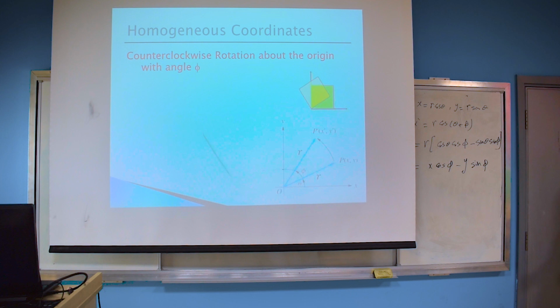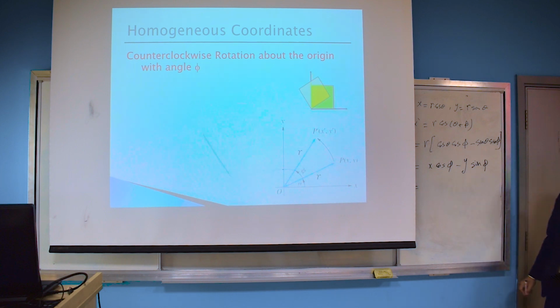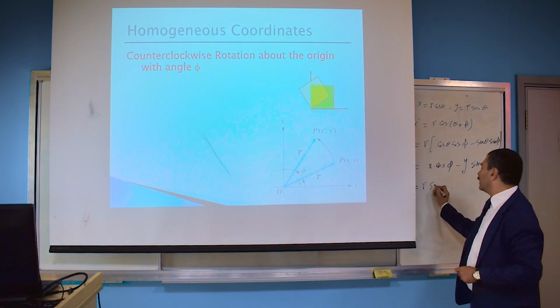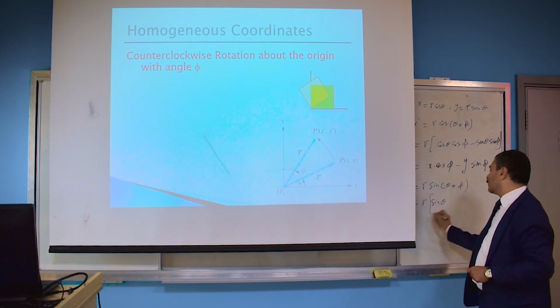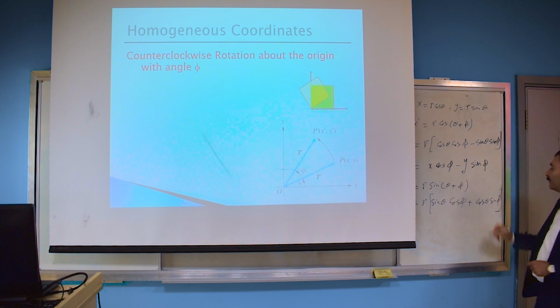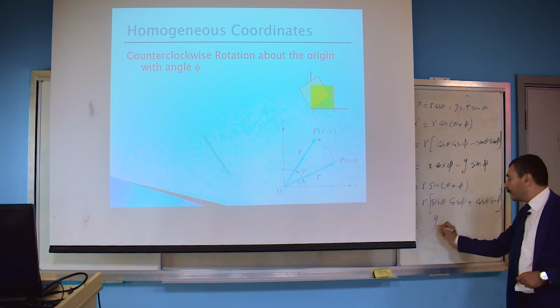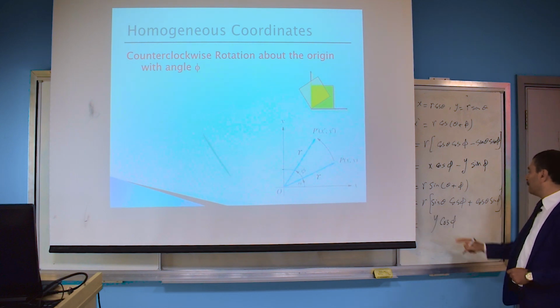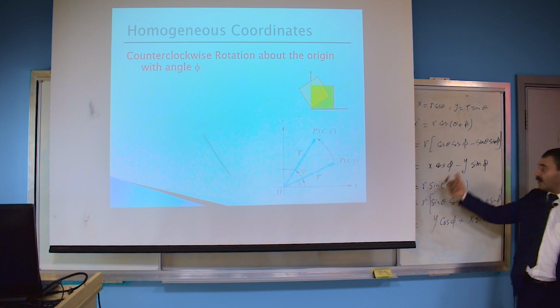And do the same for y prime. What about y prime? R sine of theta plus phi, which is r sine theta cosine phi plus cosine theta sine phi, and you'll have here r sine theta, which is y, cosine phi, plus x sine phi. So now I have the new x and y in terms of the original x and y.